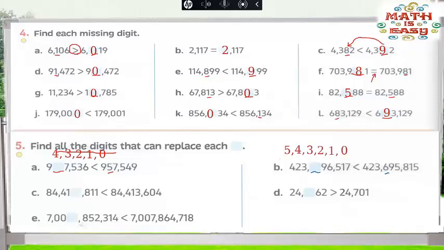0, last digit. Next one, C. In thousands place, we are missing this digit. Go to the next number. In thousands place, we have 3. The sign tells you all digits in this place are less than 3. What are the digits before 3? 2, 1, and 0.